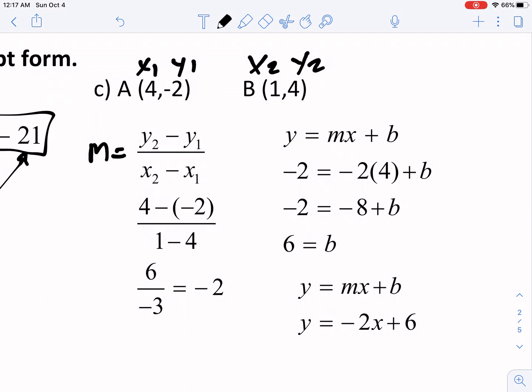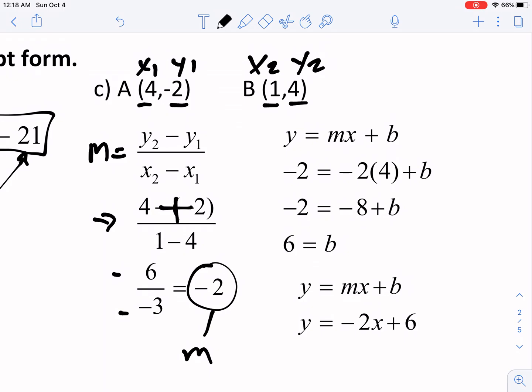So if I plug that in, I have my y2, which is 4, minus a -2. Then my change in x, 1 minus 4. So that's what they have here, okay? Now remember, if I minus a negative, what does that make it? Plus. So 4 plus 2 is 6, and 1 minus 4 is -3, okay? Then when I divide that out, I get -2. This guy right here, this is my m, that's my slope.